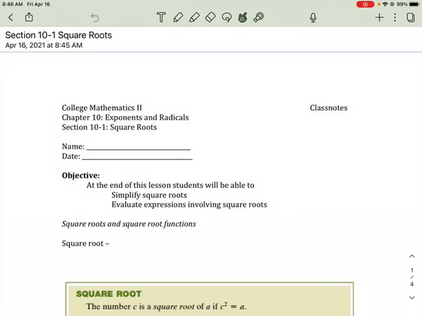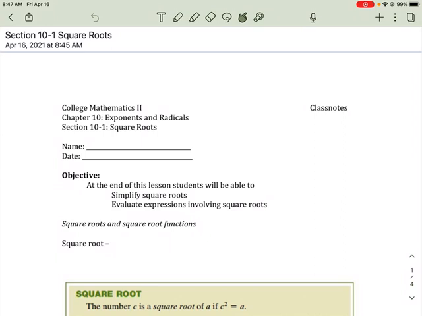Hi everyone. So today we're going to start our work on radicals and exponents. Our first topic is going to be about square roots. Now I know we've been there, done that, so this should be a pretty easy, not very stressful topic for us. But there are some little nuances that we want to be aware of.